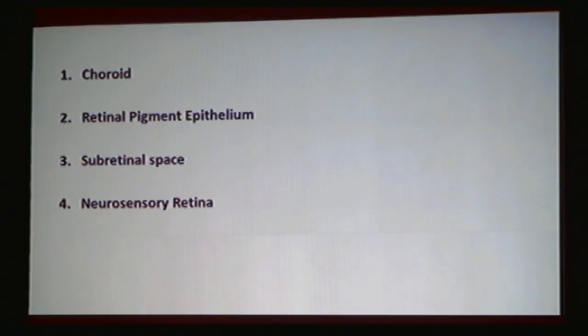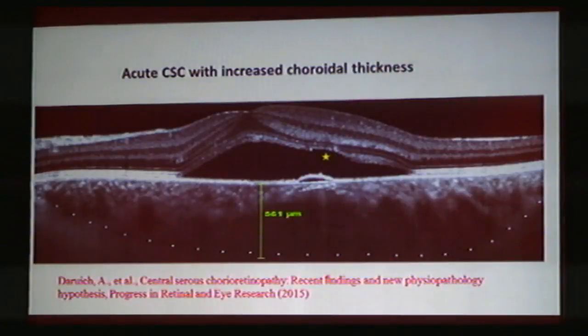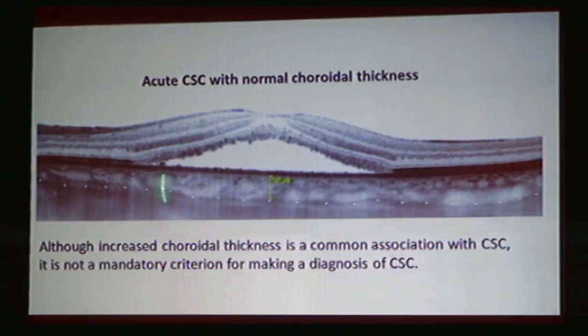The OCT important areas we are looking at are the choroid, RPE, subretinal space, as well as the neurosensory retina. So I'll just go through some pictures. This is a classical acute central serous with the subretinal fluid and a PED. But look at the choroid, it is 561 microns, it's thickened. But you look at this patient, again acute central serous, but the choroid has normal thickness.